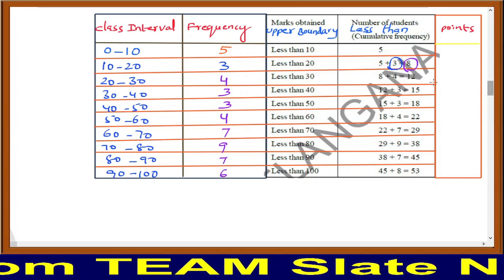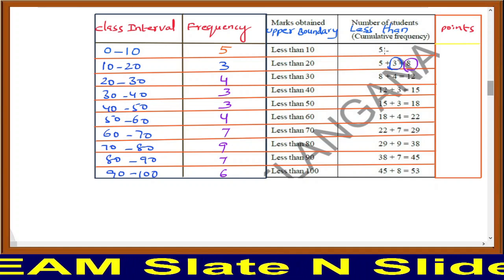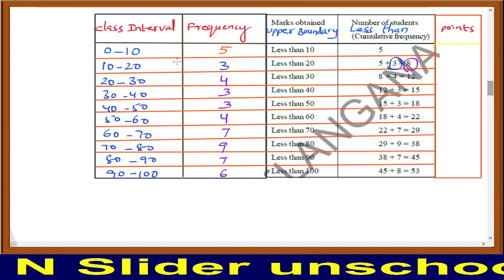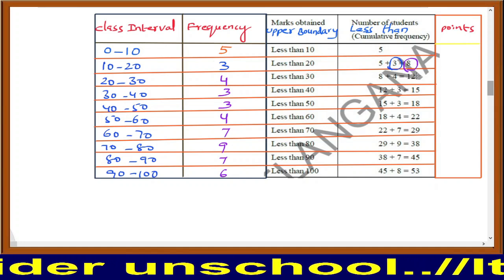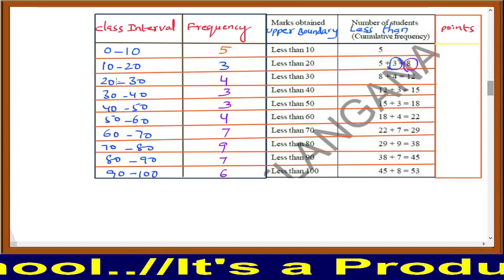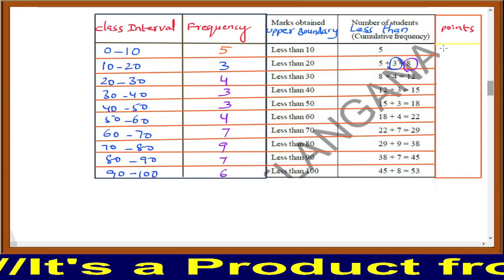Just observe. So the difference between 5 and 8 is 3. So the 3 will be in the 10 to 20 class interval, and 8 to 12 the difference is 4. So the frequency 4 will be in the 20 to 30 class interval. So like this you have to find.